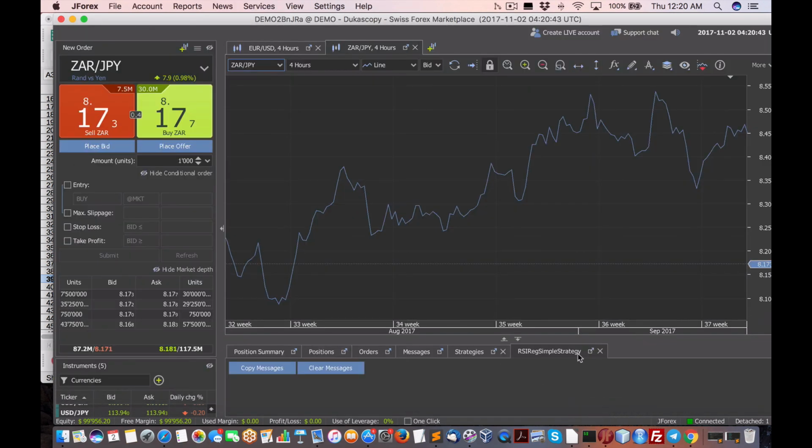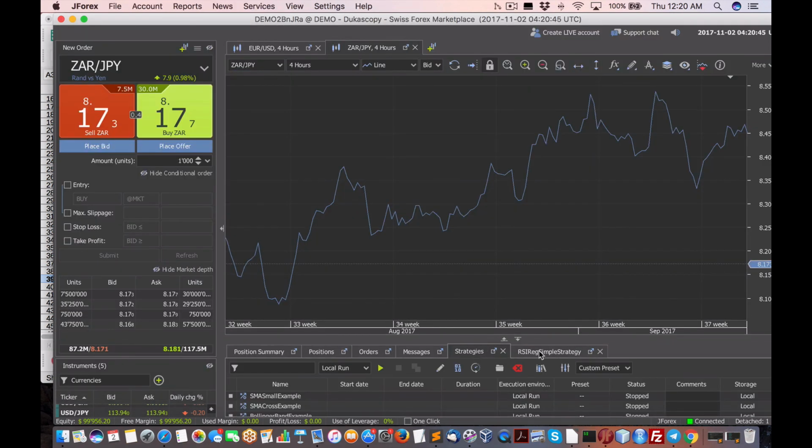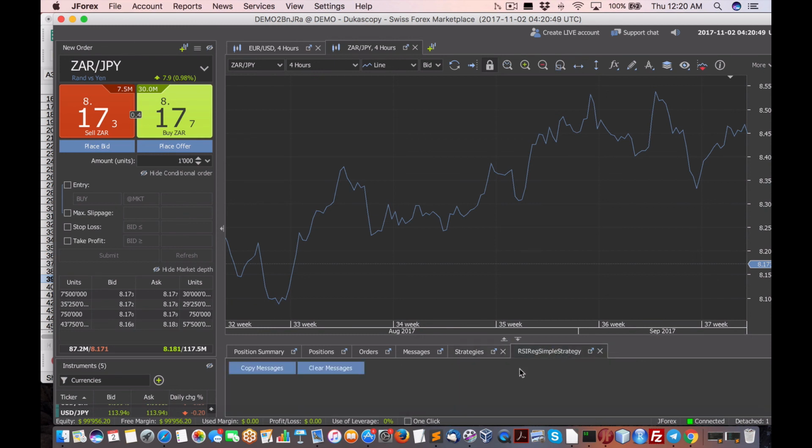So right now we are still running this strategy to meet this condition. So I'm not sure. Let me know what you think, and we go from there.